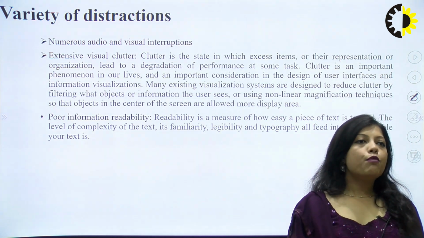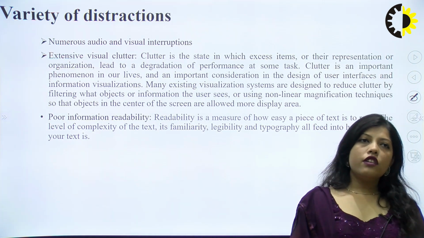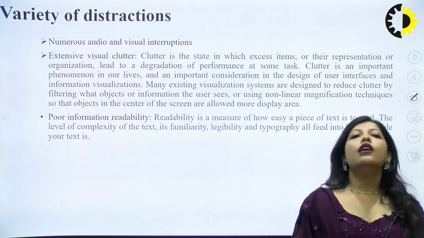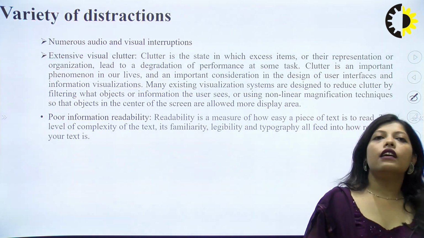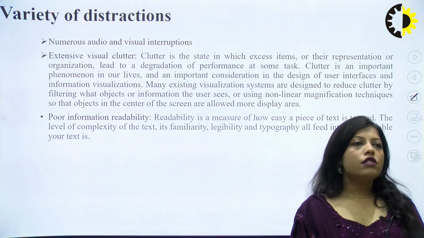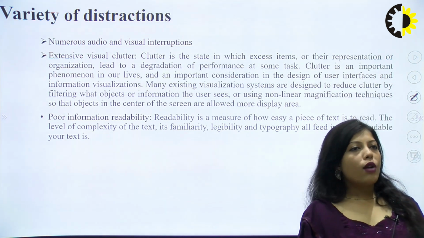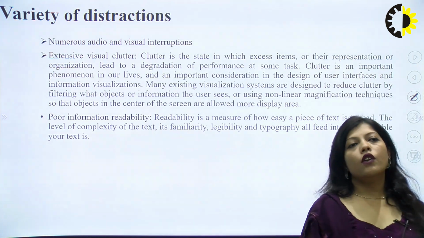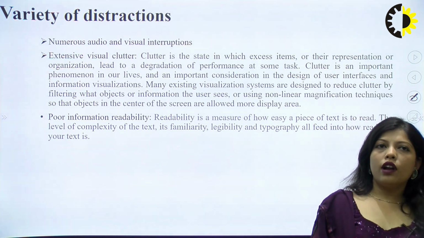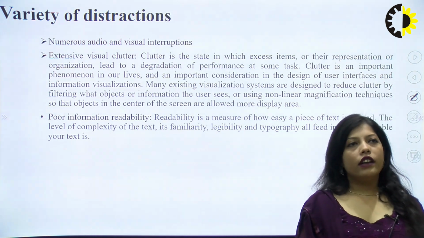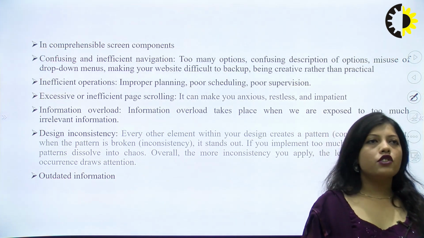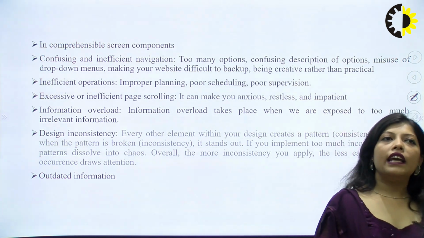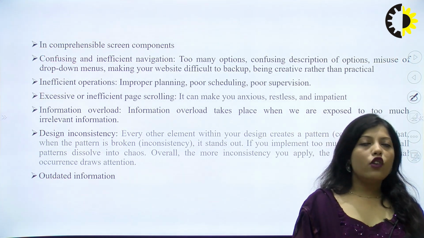And next is poor information readability. Poor information readability means readability is a measure of how easy a piece of text is to read, meaning how easily the user can read the piece of text. So sometimes if you are using poor information readability, the user has to reread the text. The level of complexity of the text, its familiarity, legibility and typography all feed into how readable your text is. So these are the varieties of distraction. Incomprehensible screen components means the screen components are unorganized. Confusing and inefficient navigation means too many options are there.